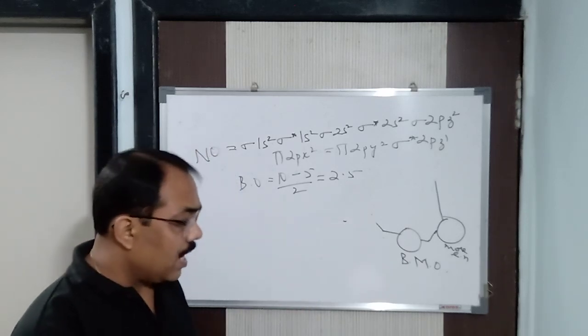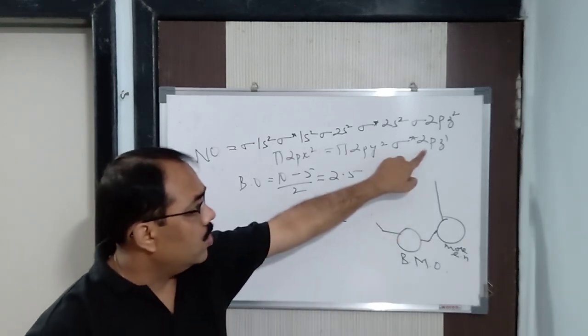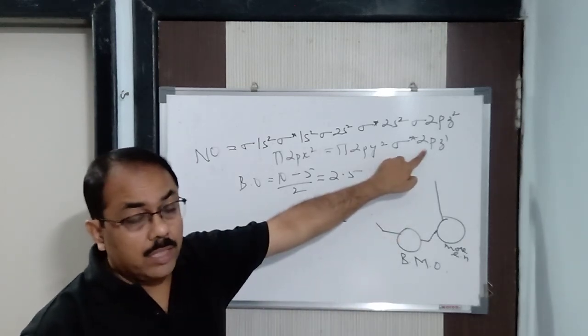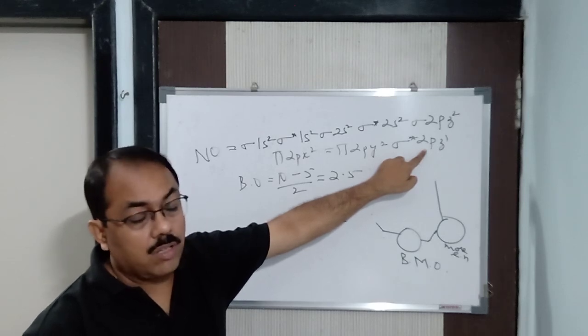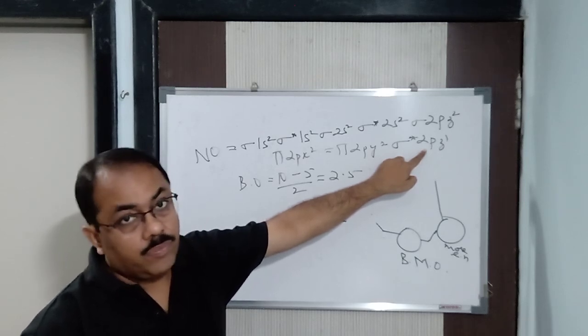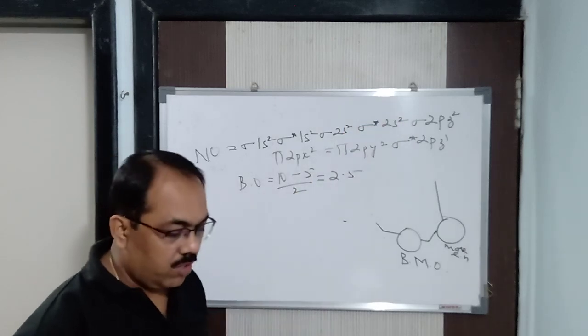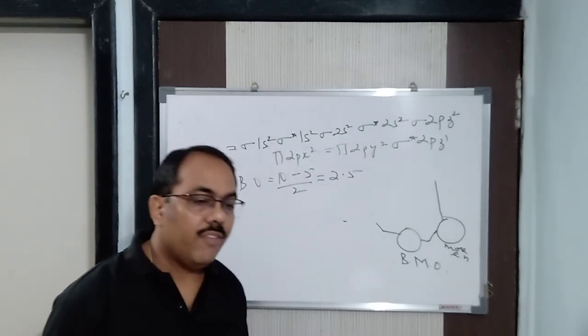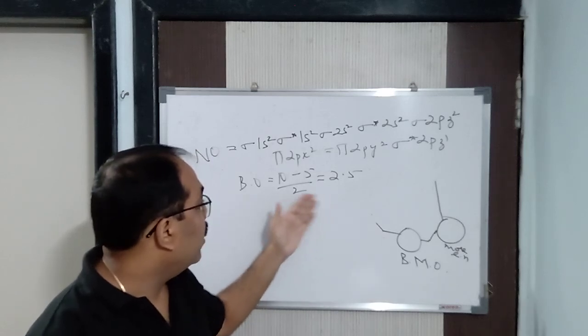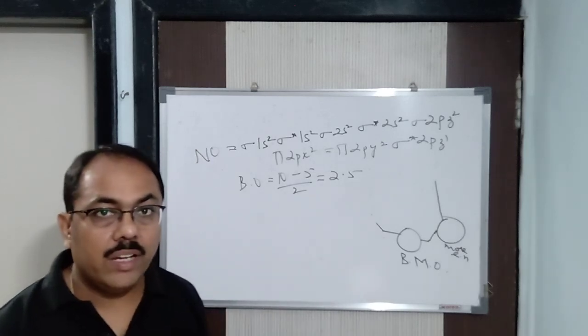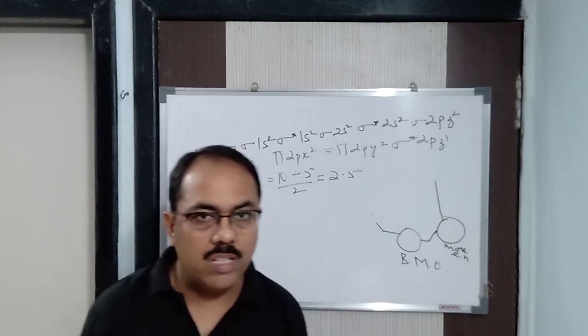We can also say whether it is paramagnetic or diamagnetic. You can see the outermost subshell is unpaired. It is not paired, it is unpaired. So it is paramagnetic in nature. Got it? In this way we can write the electronic configuration directly and we can find out the shape of the molecule. Shape I am saying. We can find out the bond order, and we can find the nature of the molecule, that is magnetic nature.